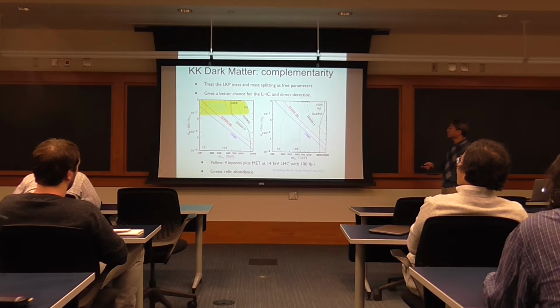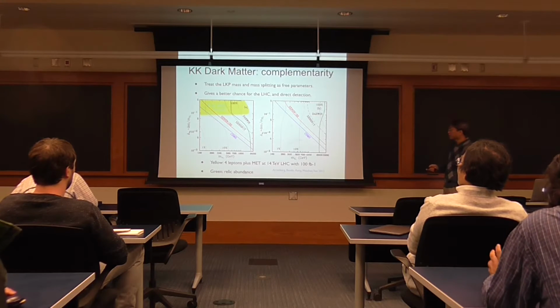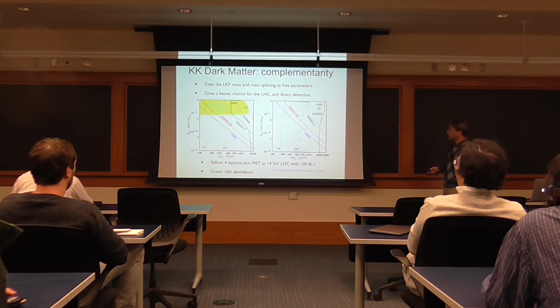And this is some kind of expected sensitivity, assuming you have DARWIN and the 0 and 1 ton. And this green band here is the parameter space that is consistent with Planck, the 2 sigma band. So since this is very narrow, if you really believe 100% of dark matter is explained by the KK photon, then you have to live on this green band.